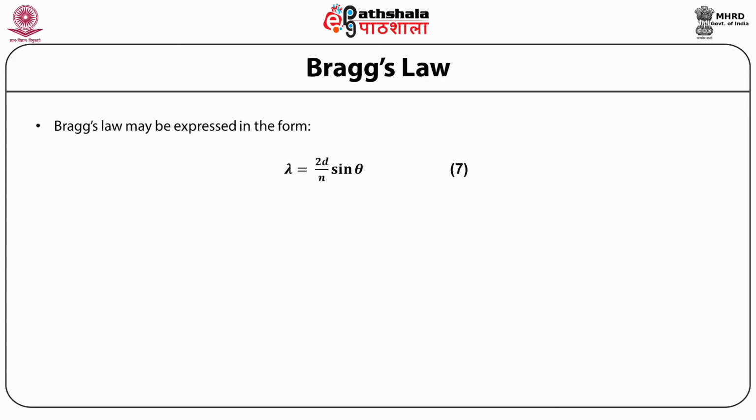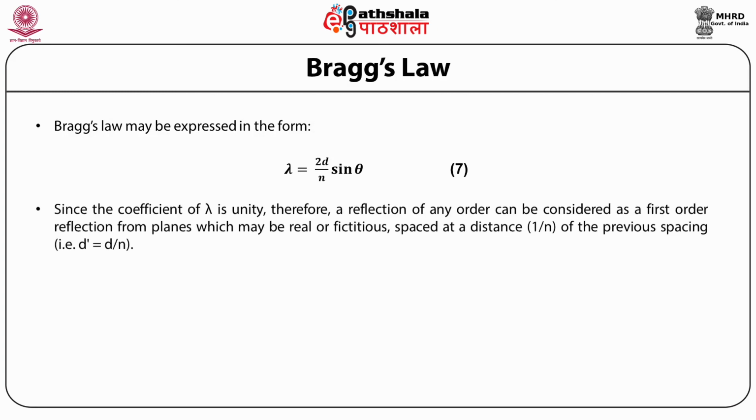Bragg's law may be expressed in the form lambda equals 2d sine theta divided by n. Let's call it equation 8. Since the coefficient of lambda is unity, a reflection of any order can be considered as a first order reflection from planes, which may be real or fictitious, spaced at a distance 1 by n of the previous spacing, that is d prime equals d by n. So lambda equals 2d prime sine theta, and this is equation number 9.